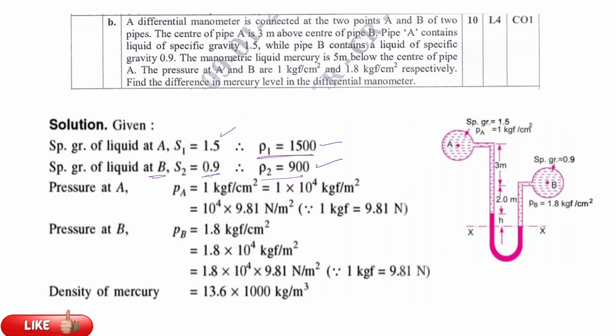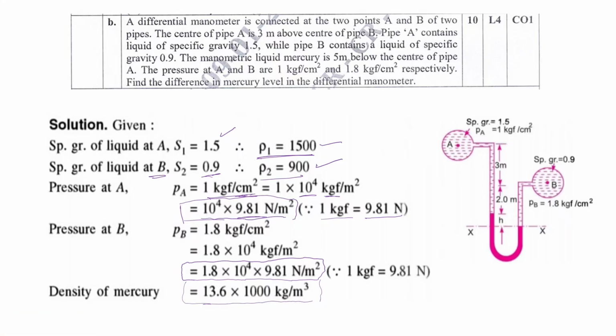Pressure at A, PA is equal to 1 kgf per centimeter square, they have given. We convert it to Newton per meter square: for centimeter square we will multiply by 10⁴. Then for kgf we will multiply by 9.81 Newton, because 1 kgf is equal to 9.81 newtons. After solving, we will get pressure at A equal to 10⁴ into 9.81 Newton per meter square. Similarly, the pressure at B given is 1.8. So after conversion, we will get 1.8 into 10⁴ into 9.81 Newton per meter square. Density of mercury is 13.6 into 10³ kg per cubic meter.